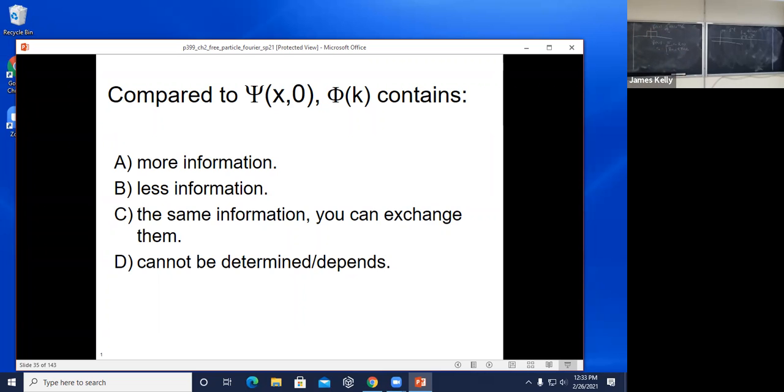Now let's think about the relationship between this boundary condition, the initial condition for the wave function, and those coefficients. Does this contain more or less or the same information as the original boundary condition? In other words, if I tell you phi of k, is that just as good as knowing psi of x at time t equals 0? Or if I tell you psi of x, is that just as good as knowing phi of k? Or does one contain more information than the other?